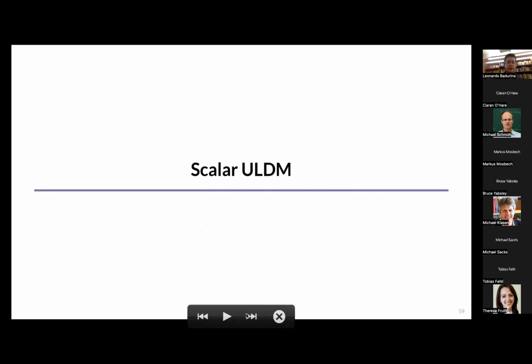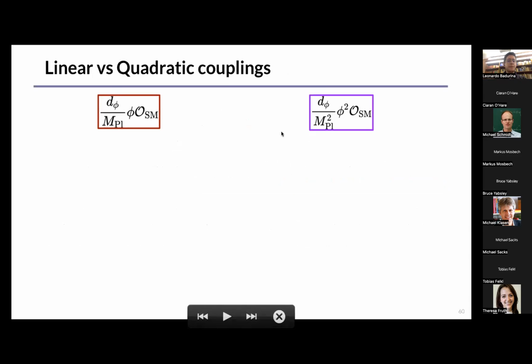So let me now give you some examples of the type of dark matter candidates that we can look for in atom interferometers. So firstly, a premise: linear versus quadratic coupling. In principle, we can think of any arbitrary interaction, but well, arbitrary with an asterisk, provided that we do not violate any principle of locality or any symmetry principle that we want to preserve.